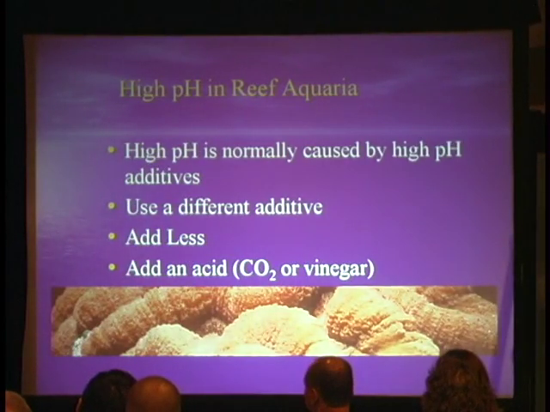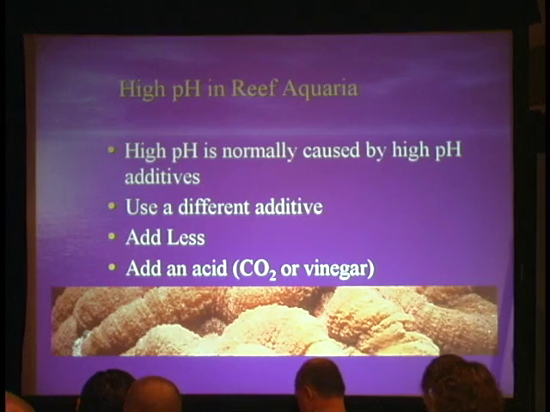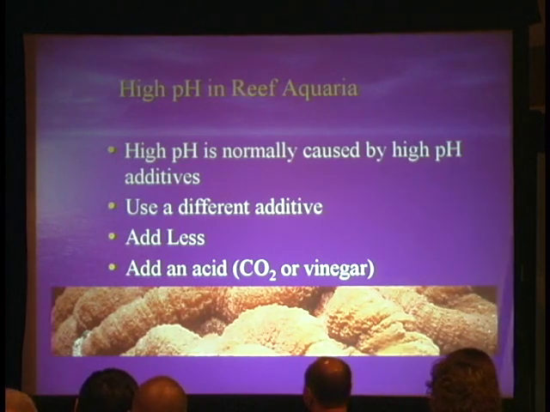High pH, I just want to say a couple words about it. It's an unusual problem, doesn't happen very often. It's normally caused by adding too much lime water or maybe too much two-part additive. So if you just use a different additive or use less of it, that will help. If you really like using those, you can add an acid, meaning you could add vinegar, or you could add carbon dioxide directly to the tank. Those solutions all work.